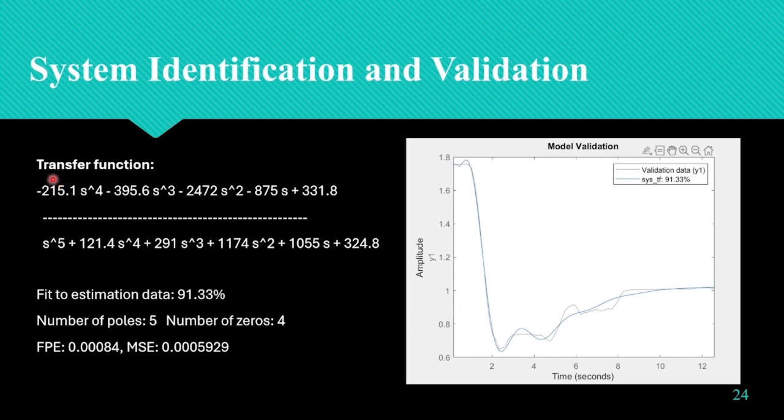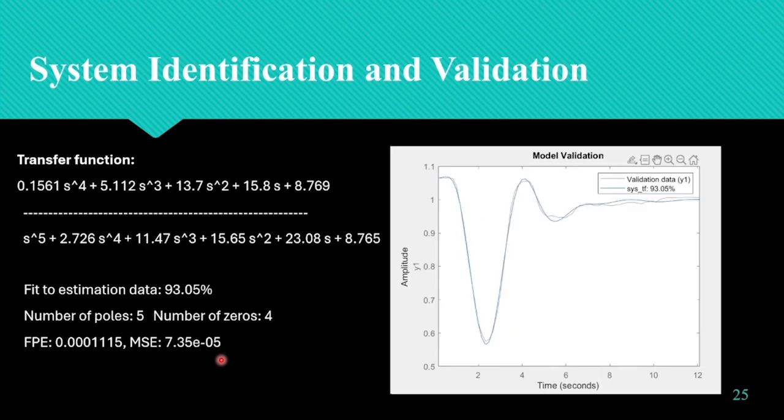Here the second transfer function, which was estimated from our second step response, is written. Again we can see that the number of poles is 5 and the number of zeros is 4. Here the fit to estimation data is 91.33%. Here FPE and MSE values are written.